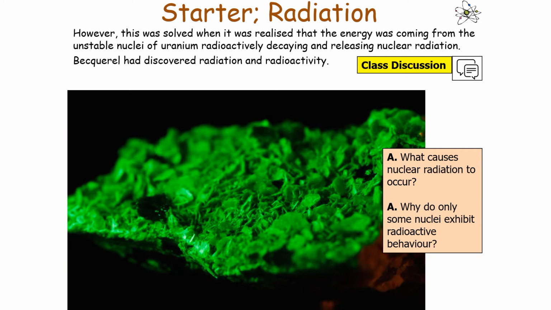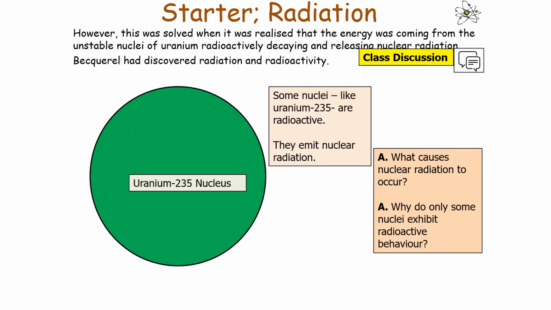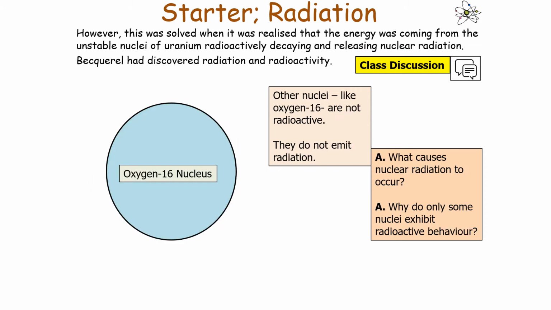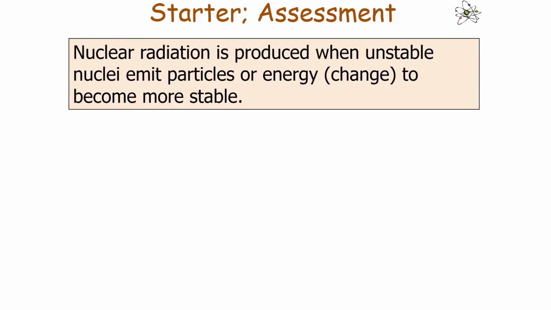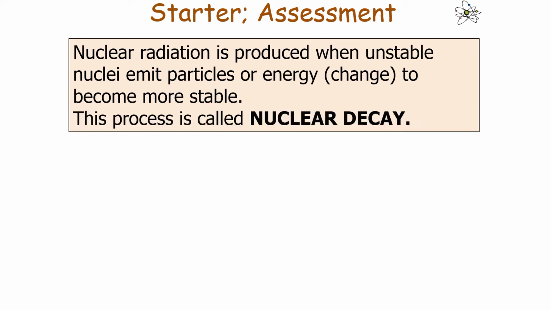So we had to consider the following ideas. What causes nuclear radiation to occur, and why do some nuclei exhibit radioactive behaviour such as uranium-235 and other nuclei such as oxygen-16 do not exhibit radioactive behaviour. Now it's important to note that nuclear radiation is produced when unstable nuclei emit particles or energy, so change to become more stable. Now this process is called a nuclear decay.